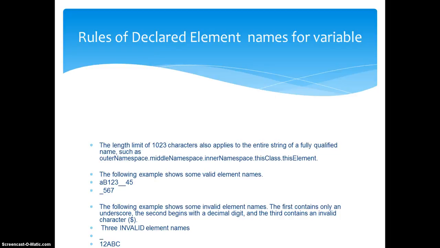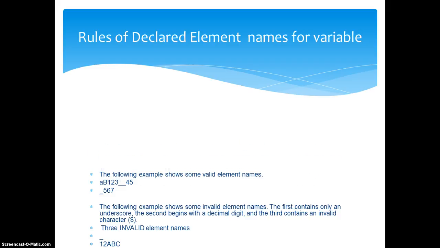The length limit of 1023 characters also applies to the entire string of a fully qualified name, such as outer namespace dot middle namespace dot inner namespace dot this class dot this element. This is one variable name.